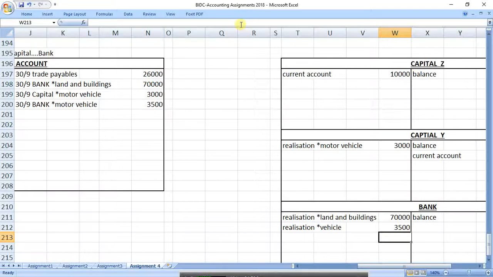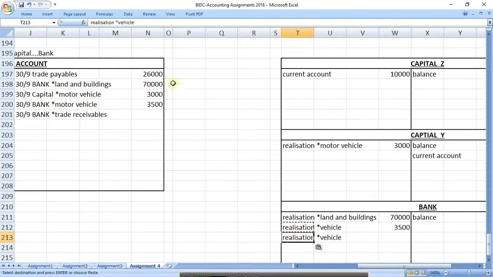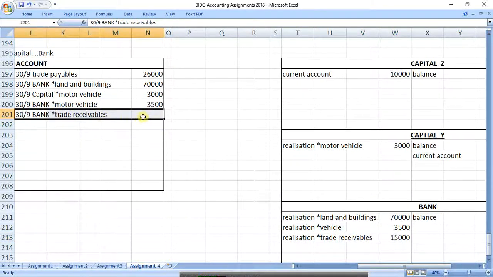Trade receivables realized at 15. Okay, so trade receivables meaning they paid you. So bank, trade receivables. Okay, that increases your bank account, so you would have debited bank, credited the realization. You received the total of 15,000. Okay, so 15,000 would have been debited here in the bank. 15,000 would have been credited there in the realization. Why? You received money from outstanding debtors.